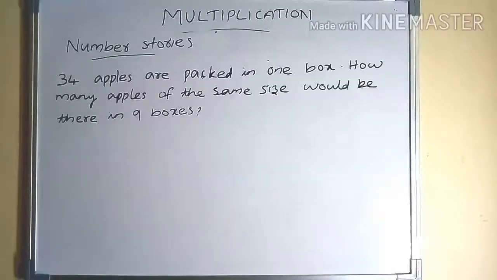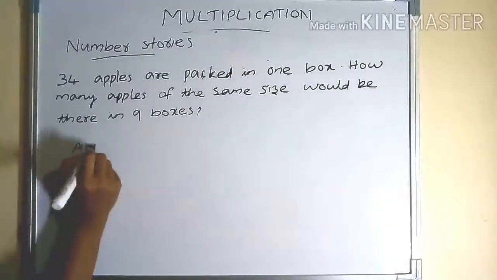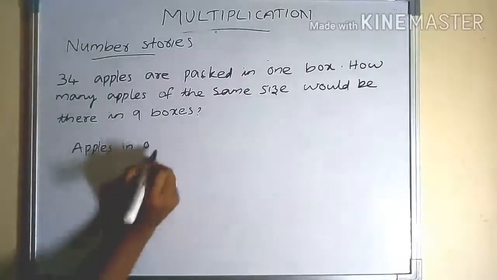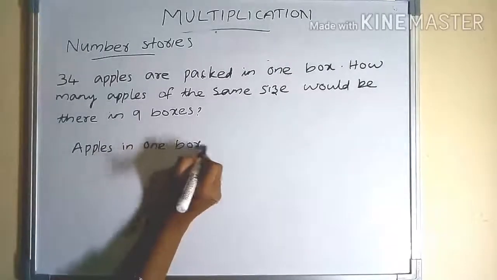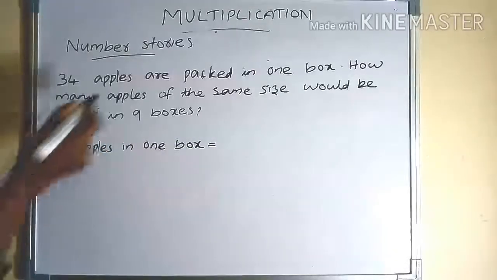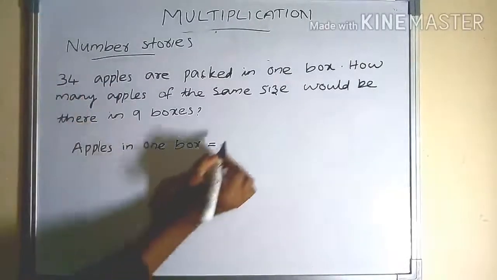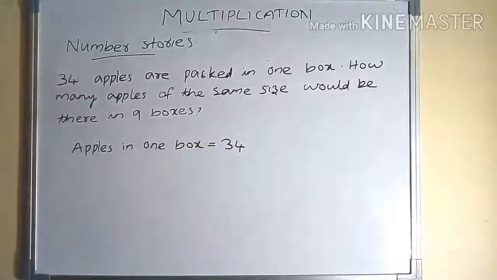One more example for number stories. Read the question carefully. 34 apples are packed in one box. How many apples of the same size would be there in 9 boxes? Read the question carefully. So, you can write apples in one box is equal to how many apples packed in one box? 34. So, apples in one box is equal to 34.